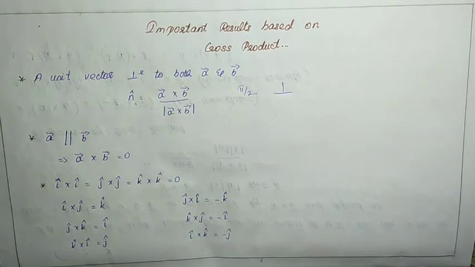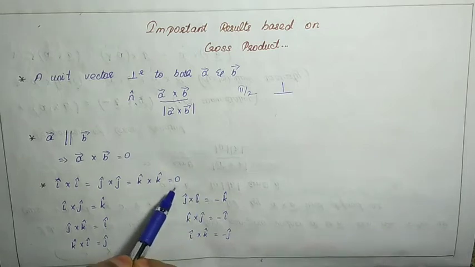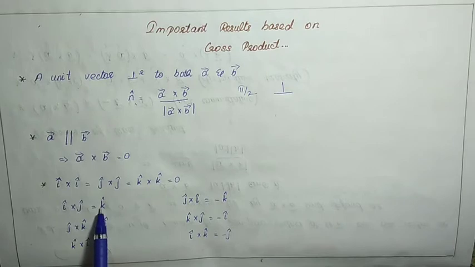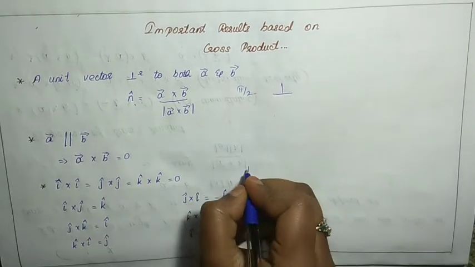In dot product, we learnt i cap dot i cap, j cap dot j cap, k cap dot k cap as 1. But here in cross product, we are learning it as i cap cross i cap, j cap cross j cap, k cap cross k cap as 0. Okay. Next, i cap cross j cap is k cap. So keep this sequence in order.